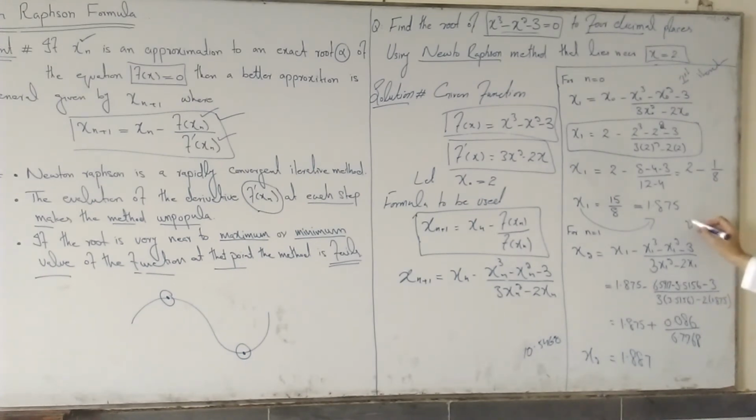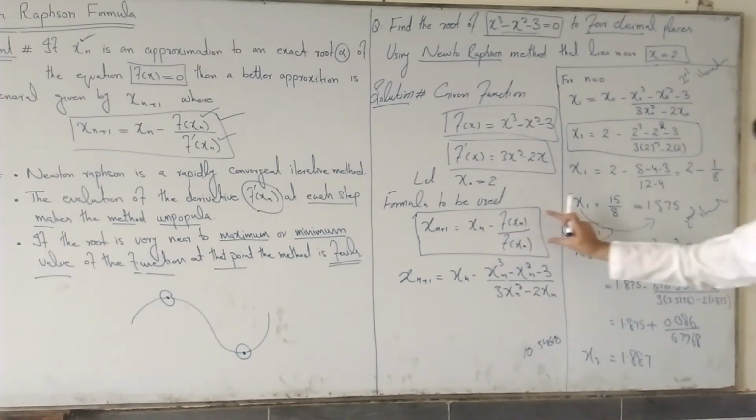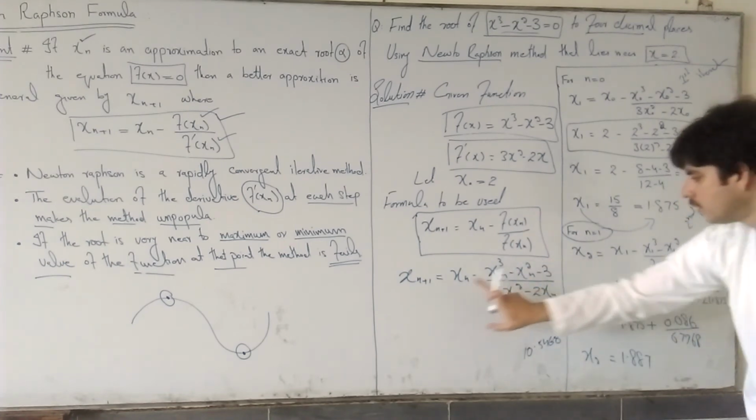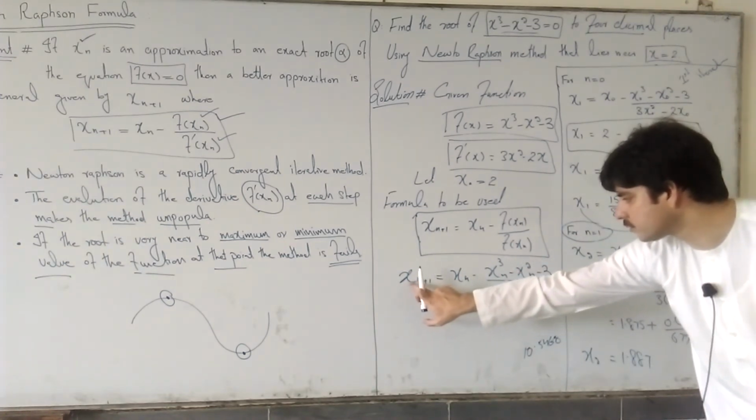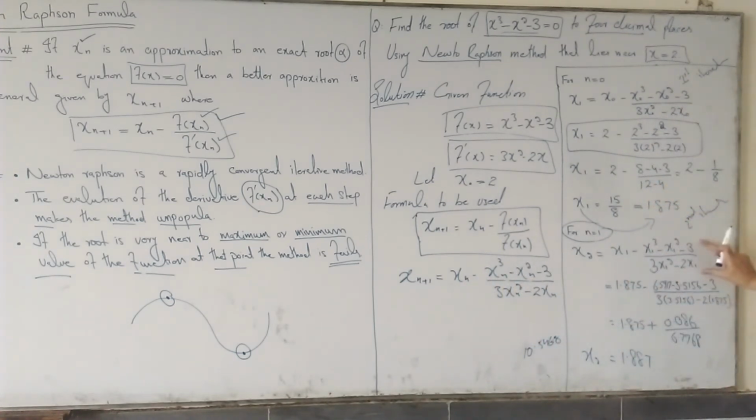And for the second iteration, we put n is equal to 1 in the Newton-Raphson formula. So if we put n is equal to 1, this becomes x2 with x1 on the right side. Putting the value of x1 which is 1.875, and after calculation we will get the answer of x2 is 1.887.